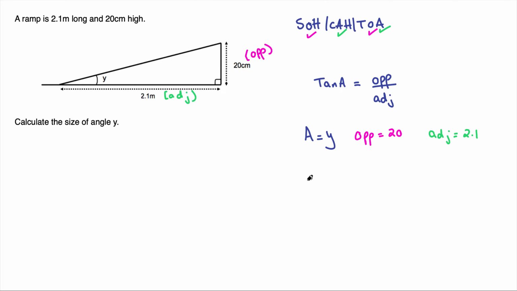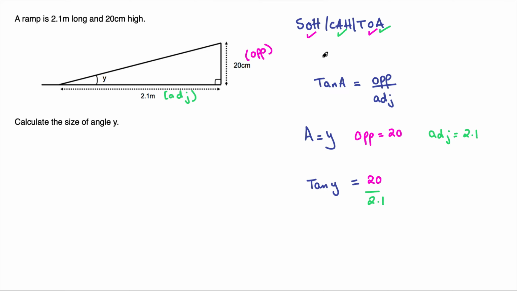Now we're going to fill it in. So we're going to do tan of, instead of A, I'm simply going to write the letter Y, is equal to opposite, which we just said was 20, all over adjacent, which is 2.1. Now, I want to figure out what the letter Y is. In other words, I want to get Y on its own. If I look at what's stopping the Y from being on its own, it's the tan.